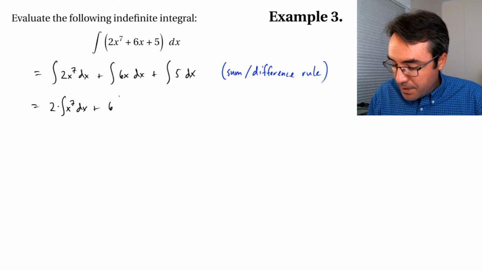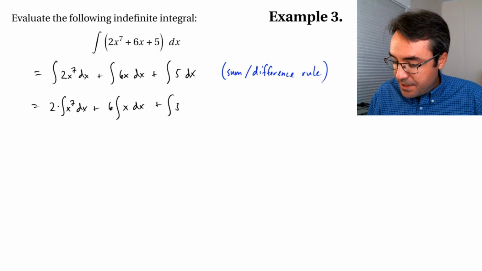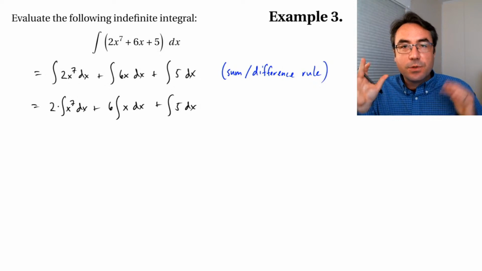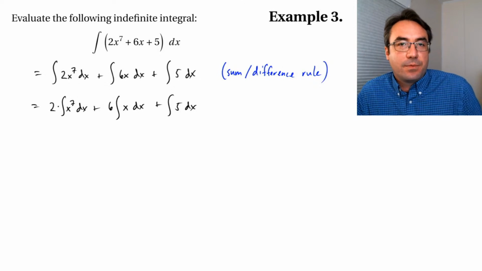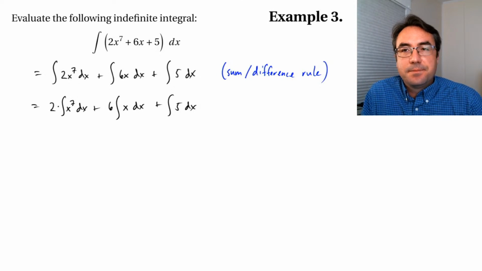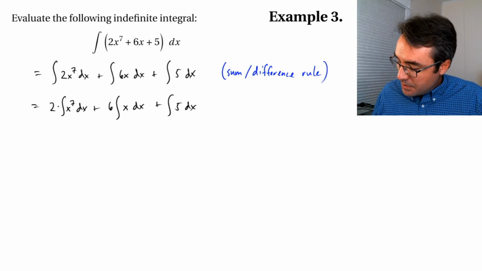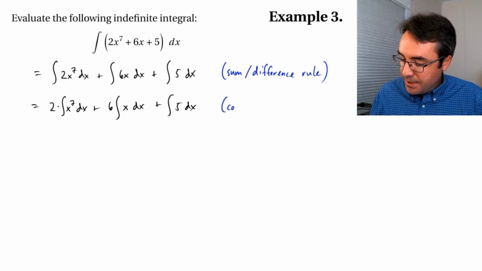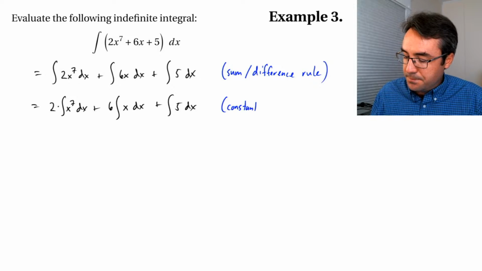For that second one, we can bring the 6 in front. And for that last one, it's just the integral of an unattached constant, so we'll just leave that as the integral of 5. We're not going to bring the 5 out in front. I mean, we could, but we'll just leave it in there. So this step is our constant multiple rule. We use that rule twice. Move the 2 out and move the 6 out.